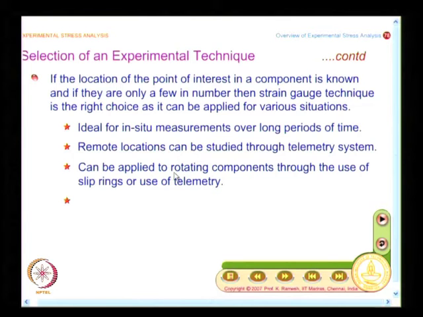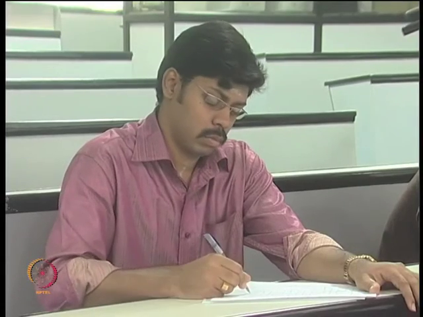Strain gauges are an ideal choice when visibility is not there, when it is interior and you know fairly well. See, the problem becomes complex, and it also becomes expensive. One simple example I would suggest is anything hidden; it is always a difficult problem. If some portion of the components are visible for optical analysis, then well and good. If anything is hidden, it is always much more complex to do.